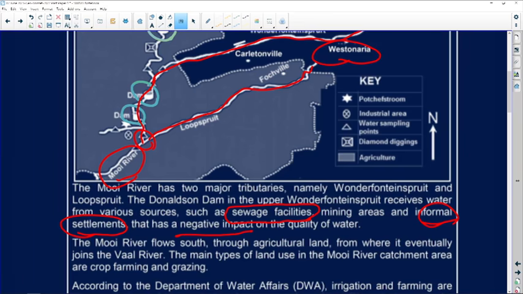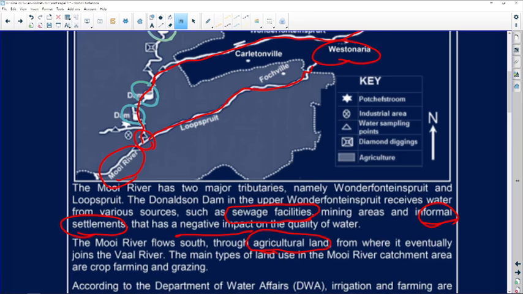Now, if you look at the Moira River, it flows south through agricultural land. That's another culprit that we experience in river management. Because what do the farmers do? They tend to use fertilizers and pesticides, for example, and often they get washed into the rivers. That has a negative effect as well, especially what we see in the Hartbeespoort Dam with the eutrophication, the excess growth of algae, because of the fertilizers that have been washed into those dams. Okay, and eventually, as you can see, it will join the main river, the Vaal River.